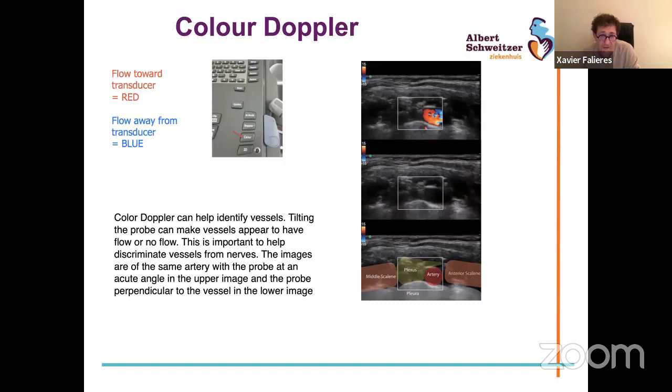The Doppler can be very useful to localize arteries. It's not red for artery and blue for venous. No. Flow toward the transducer is red and away from the transducer is blue. So it's very important, when you need to localize vascular structures, to use the Doppler on your machine.